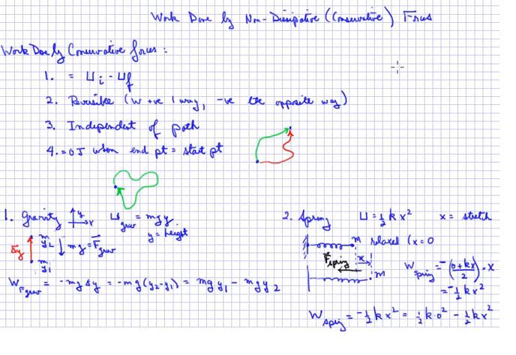So this mini lecture is about work done by non-dissipative, aka conservative forces. First of all, there's four overview points to be made about conservative forces. First of all, for a conservative force, one can always define a potential energy such that the work done is equal to the initial minus the final potential energy.